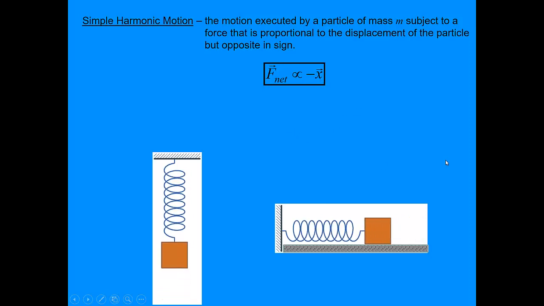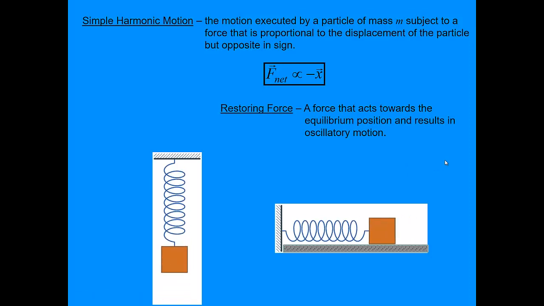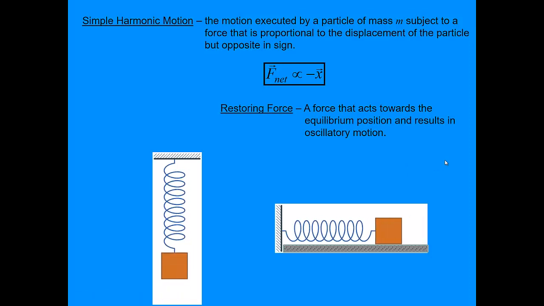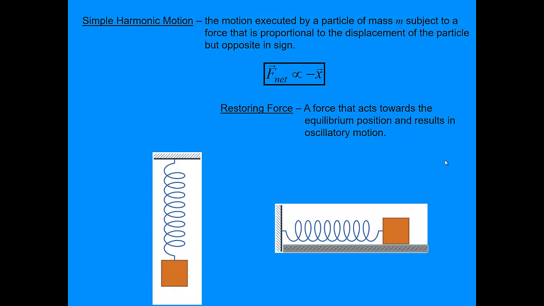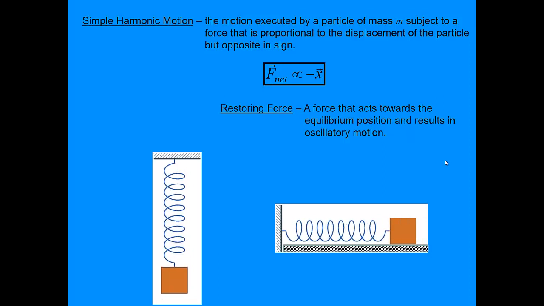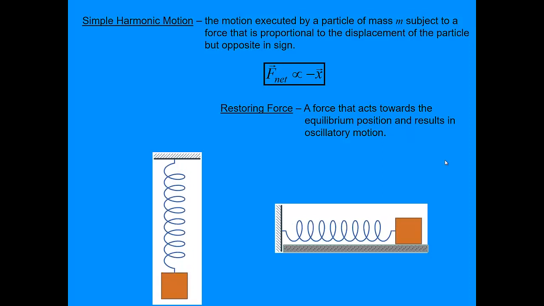You might remember that back when we talked about springs, we called that a restoring force, a force that always acts towards the equilibrium position. Things that oscillate have to have that. Otherwise, if the force was acting in the same direction as the displacement, that would mean it would be trying to push it further away from equilibrium and it would never come back.